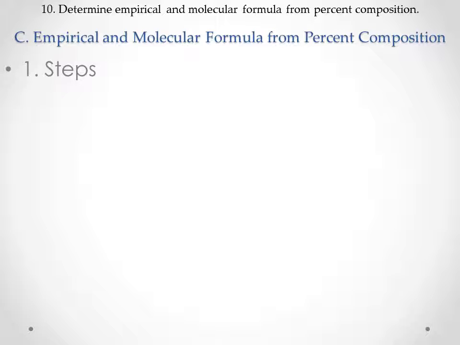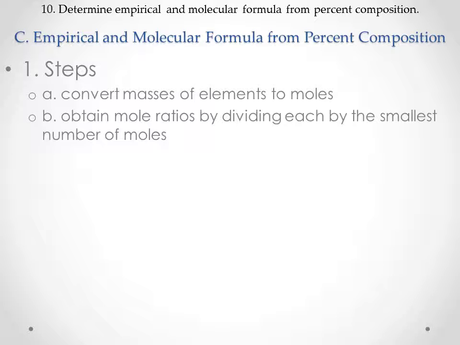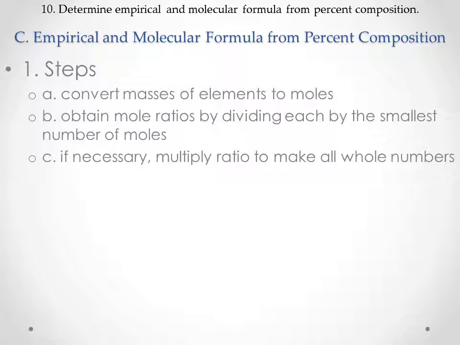The first step we want to follow is we want to convert the masses of the elements in the compound to moles. Then we'll obtain the mole ratios of those elements by dividing each by the smallest number of moles. If necessary, we'll then multiply that ratio to make only whole numbers. And then we'll write the empirical formula. So as far as finding the empirical formula, that's the end of it.